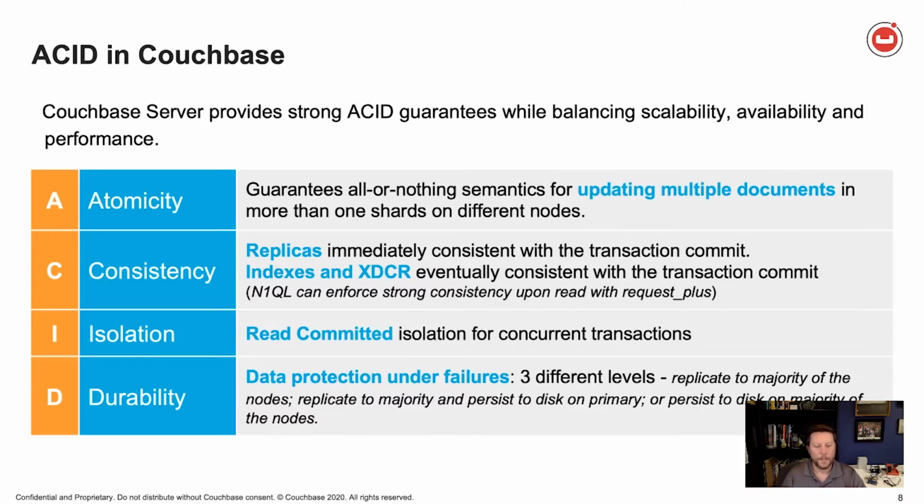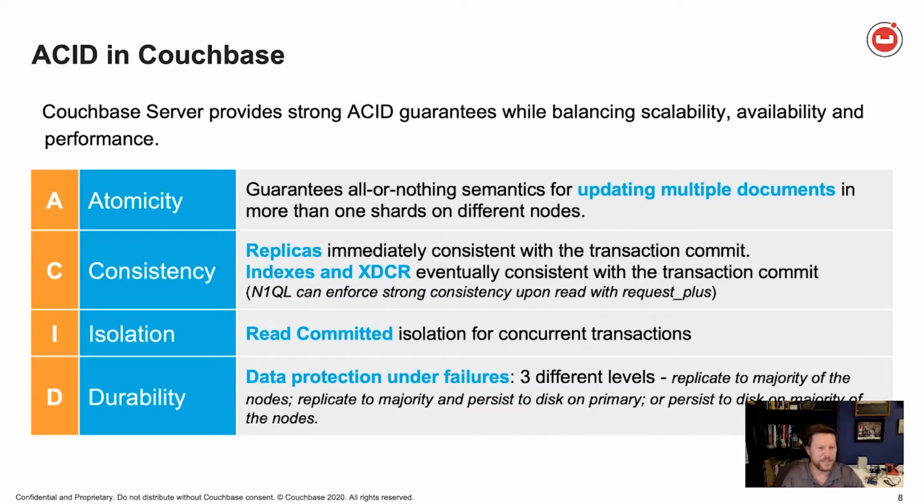So A and D in ACID are binary. You either have them or you don't, right? You're either guaranteeing the update of multiple documents at the same time when you're carrying out the transaction. And in the case of Couchbase, that means on different nodes. And durability, you either are storing that data in a reliable way or you're not storing it in a reliable way. But that gets kind of interesting because even with durability, is stored on disk actually considered durable?